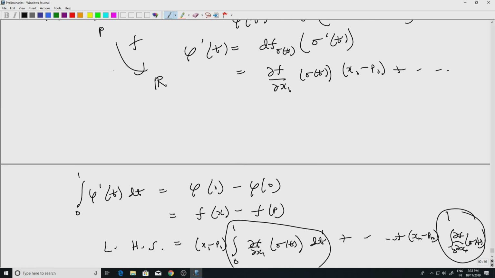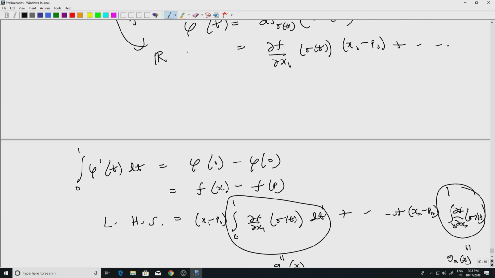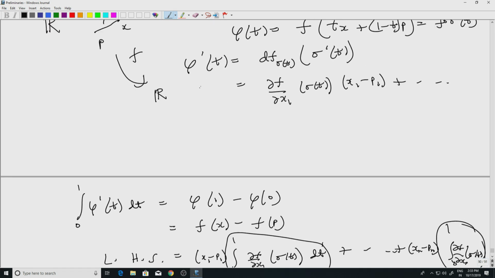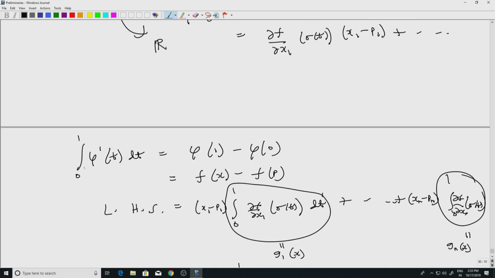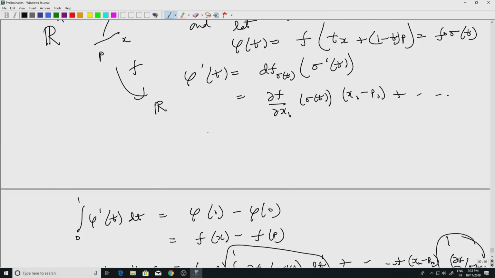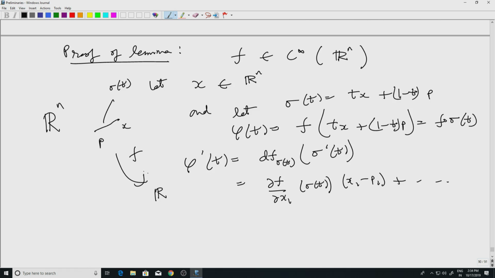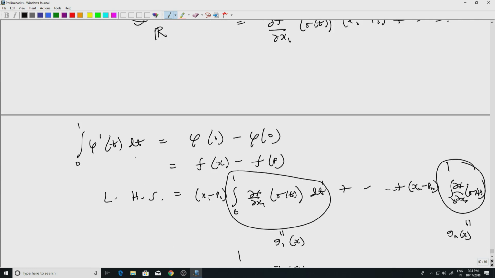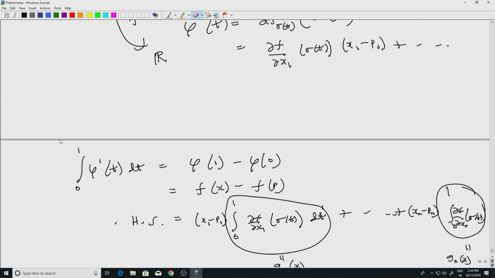Now that I know the derivative of phi, let's use the fundamental theorem of calculus and integrate this. When I integrate between 0 and 1, I get phi of 1 minus phi of 0. As we observed, when t is 1, sigma t is x, since the line is ending at x, and when t is 0, I get p. So I just get f of x minus f of p. That is the left hand side.